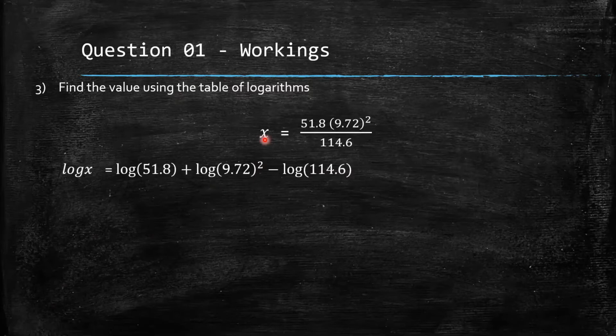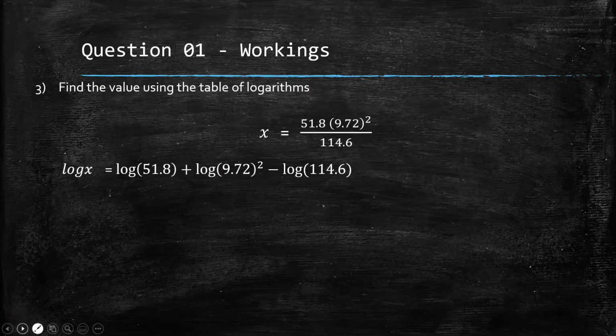So once you do log x to the left hand side, you need to do the logarithms to your right hand side. So it will be log 51.8 first. Then here it is multiplication, so it is plus log 9.72 squared. Then you have a division. That means minus log 114.6.